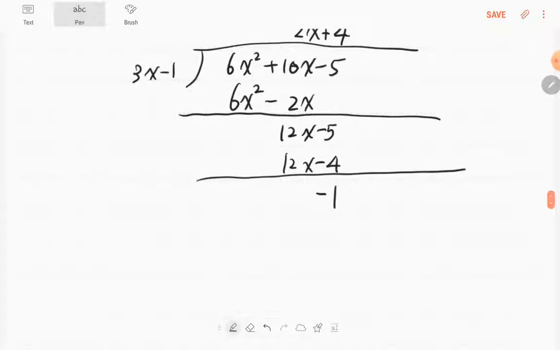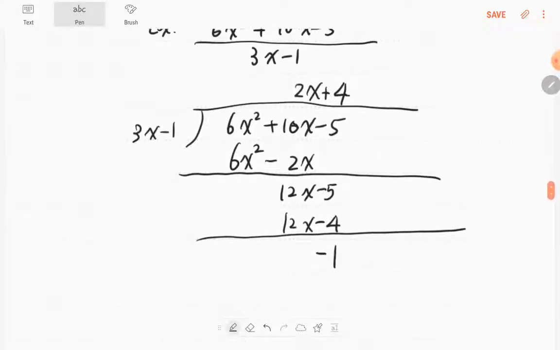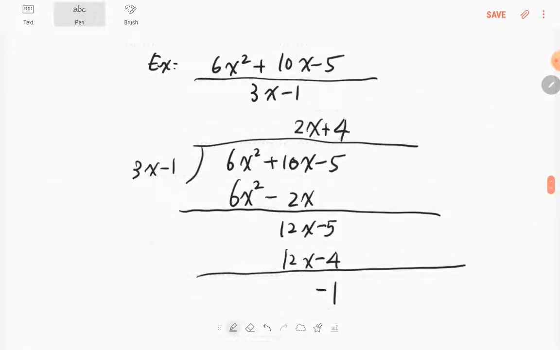So this will be our remainder, because there's no extra term in your dividend, right? We already tried each term of the dividend. So we will just stop here. And this is our remainder. So how can we write the final answer of this question? Of course, you can always check your answer, okay? Check your answer. But let's see, how can we write our answer?